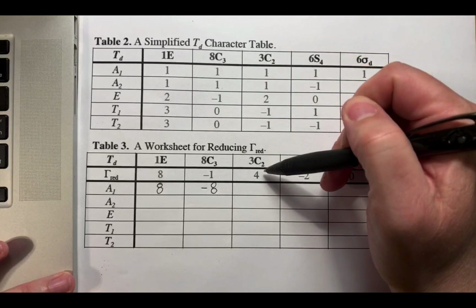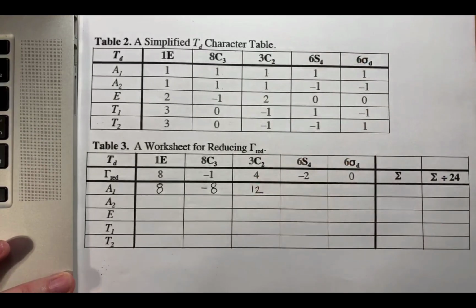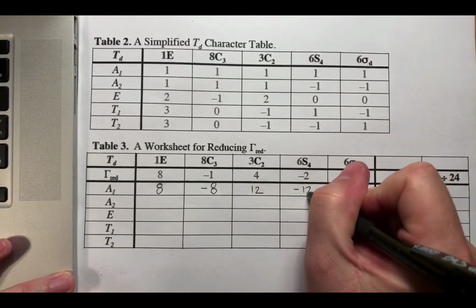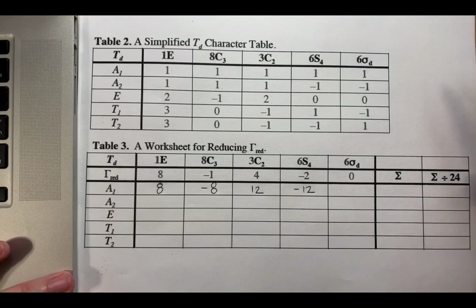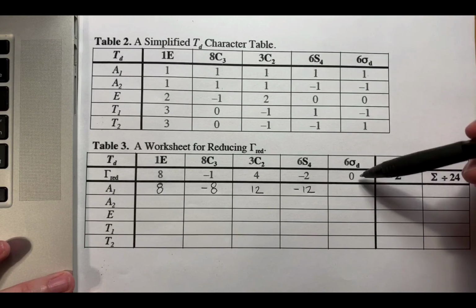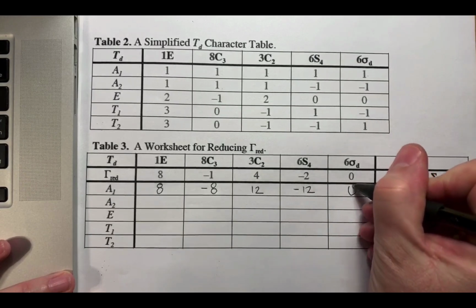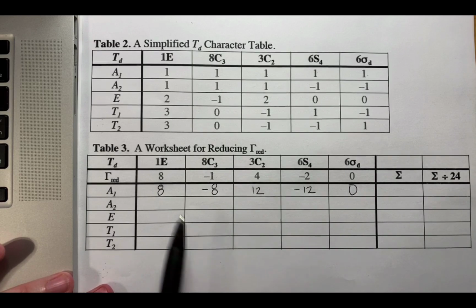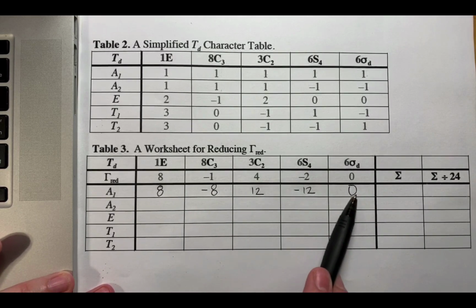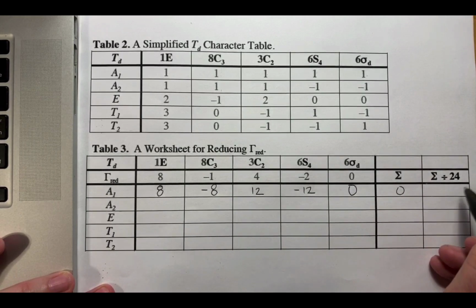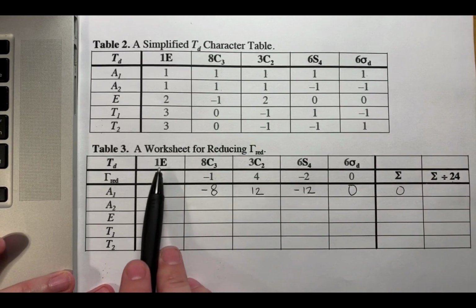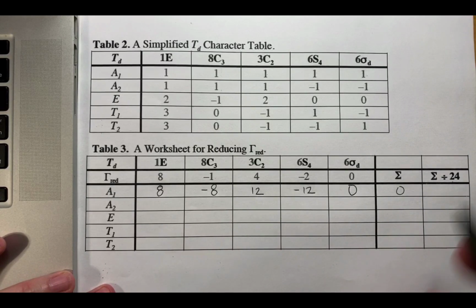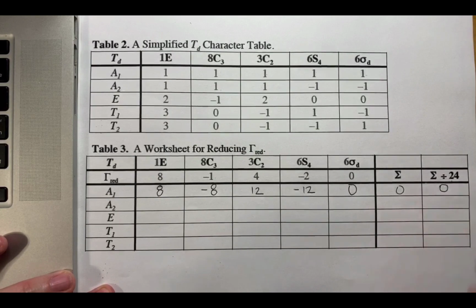3 times 1 times 4 gives me a 12 here. 6 times 1 times minus 2 gives me a minus 12. And this last one's going to be boring. So 6 times 1 times 0. Anything times 0 is 0, so that last one there is 0. And I can go ahead: 8 minus 8, 12 minus 12 plus 0. This is going to be a 0. And then where did this 24 come from? 24 is 1 plus 8 plus 3 plus 6 plus 6 gives me 24. This is the order of the group. So 0 divided by 24 is still 0.